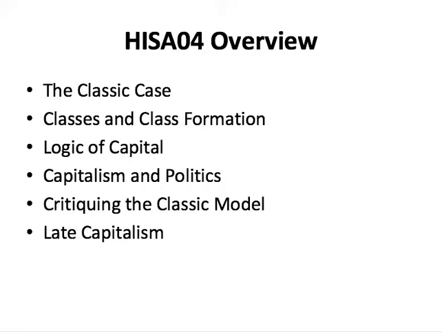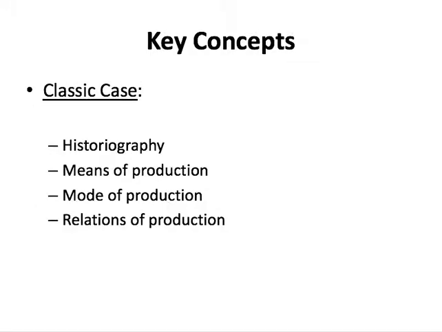If we just want to look at key concepts, for example, in the classic case, a lot of the key concepts were things like historiography, the means of production, the mode of production, relations of production. Historiography, of course, is what historians say about history. The means of production is the things that are required for production. So in the case of feudalism, the means of production would be the land, right? In the case of industrial capitalism, it would be the tools and the factories that actually make the product.